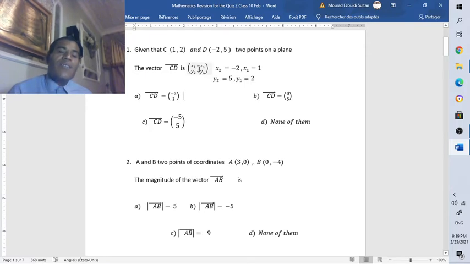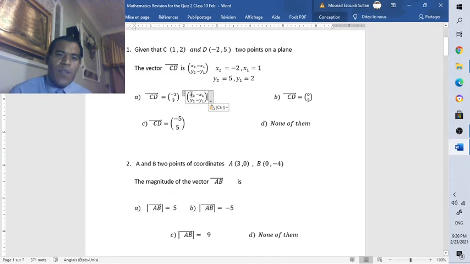We said that the vector is x2 minus x1, then y2 minus y1. So how can you calculate the column vector of 2 points? For example, here x2 is minus 2, and x1 is 1, so the difference is minus 2 minus 1. Why minus 2? Because x2 is minus 2 and x1 is 1, so minus 1.